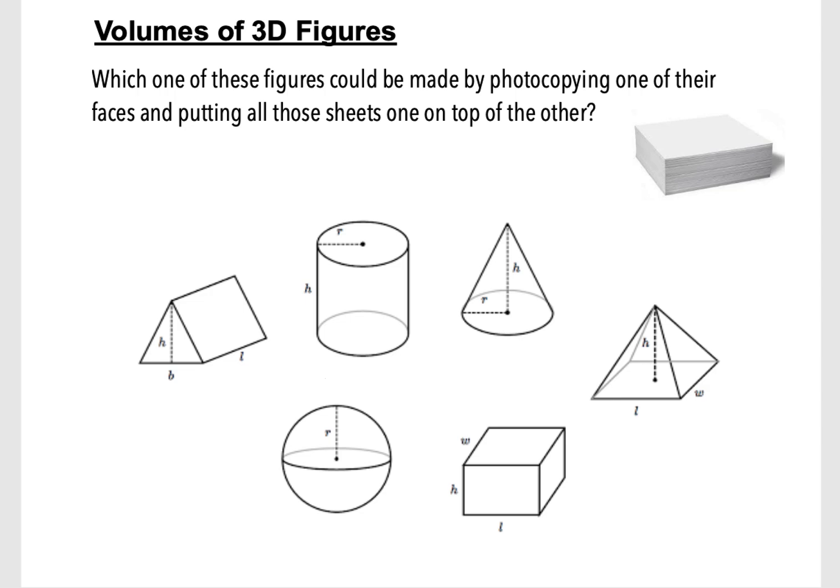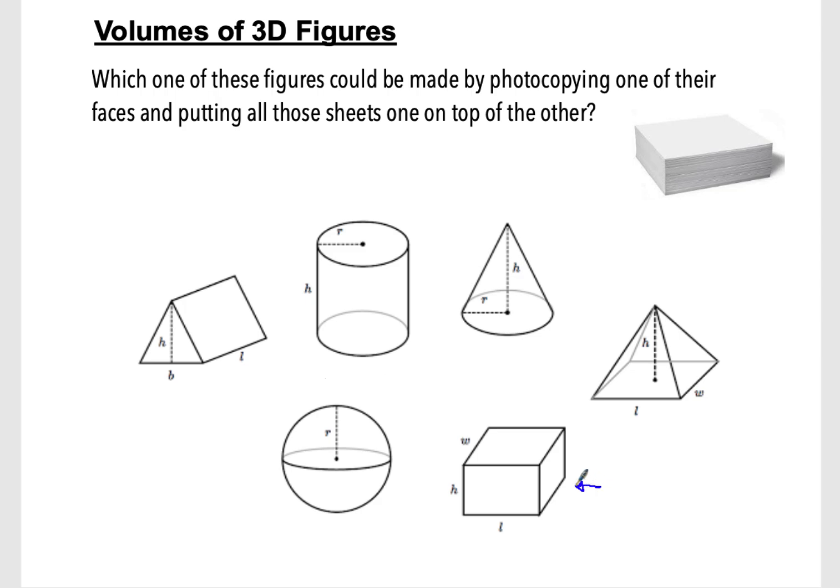The volumes of 3D figures. And there's different kinds of 3D figures. So in this case, which one of these figures could be made by photocopying one of their faces and putting all those sheets on top of each other? Like if I have one sheet of paper and I make a whole bunch of sheets of paper, I make this kind of shape, right?